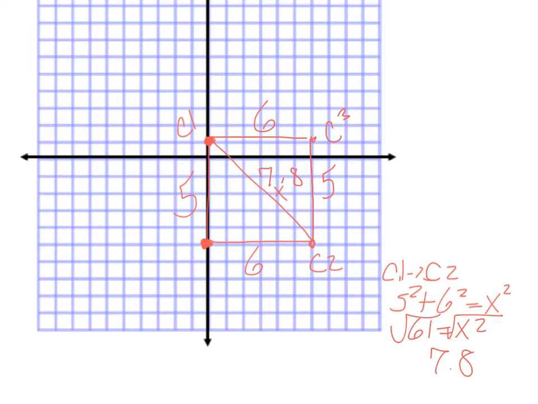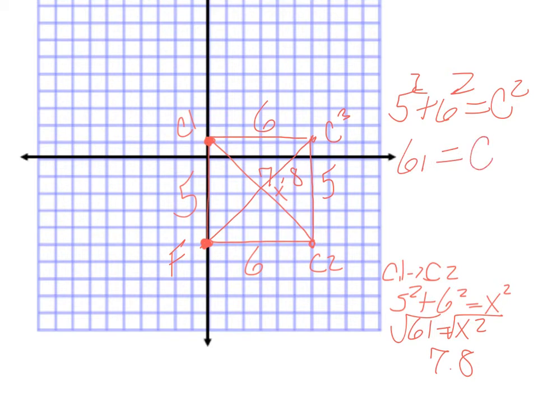The last part of the problem says it wants to know the distance from clue 3 back over here to the flagpole. Two things you can do here. Best thing to do is to do your Pythagorean theorem again. So 5 squared plus 6 squared equals c squared. And you get 61 equaling c squared. Square root each side. And you get that distance again to be 7.8.